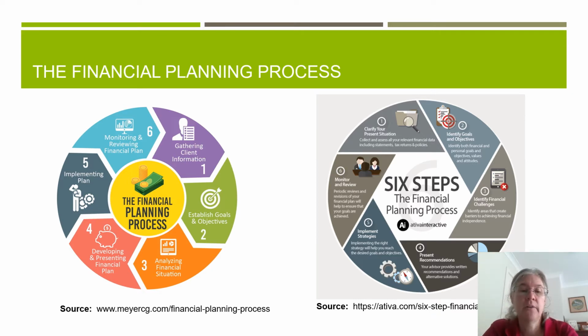So if we look at the diagram on the left, the first thing the financial planners are doing is gathering clients' information. So finding out about the client. Step 2, establishing what the client's goals and objectives are, helping them to work out what they are. Step 3, analyze what their current financial situation is. So looking through all that information that they've given. Step 4, developing and presenting a financial plan. And then step 5, implementing the plan. And step 6, monitoring and reviewing. So those last few steps, they're very similar to what we've seen before.